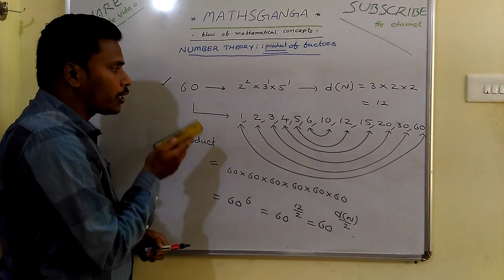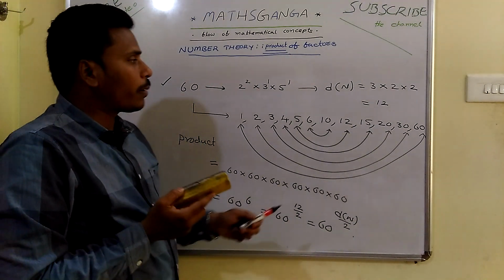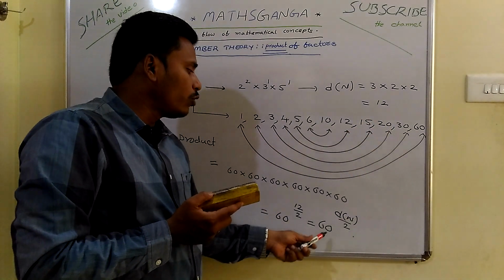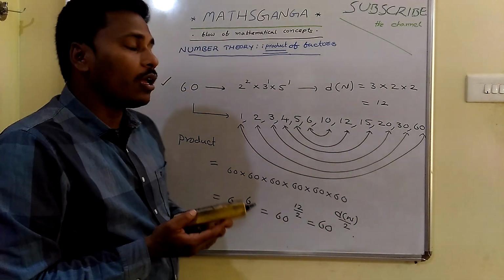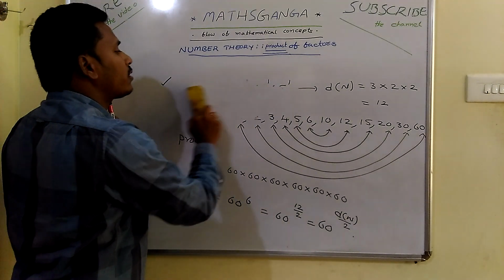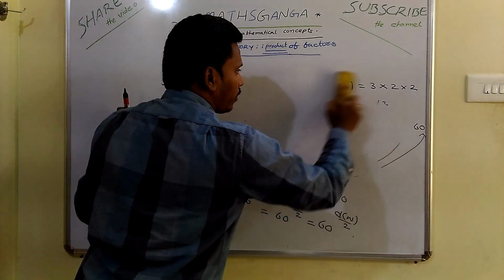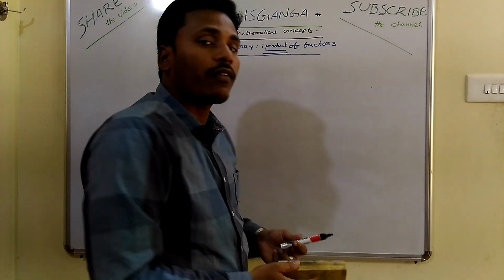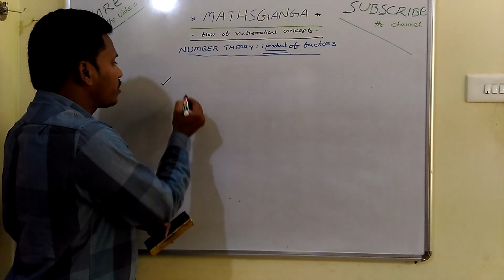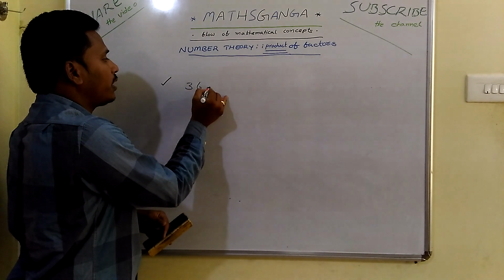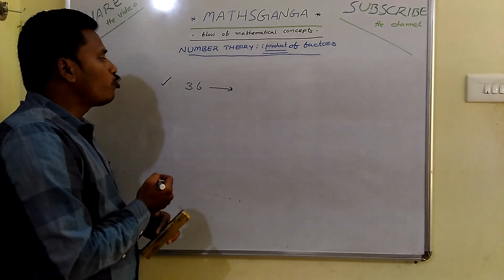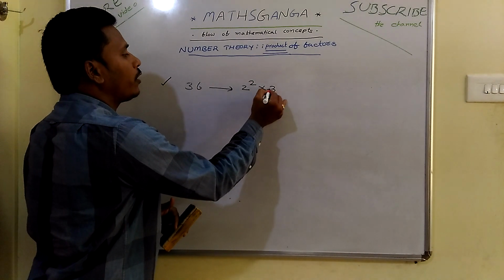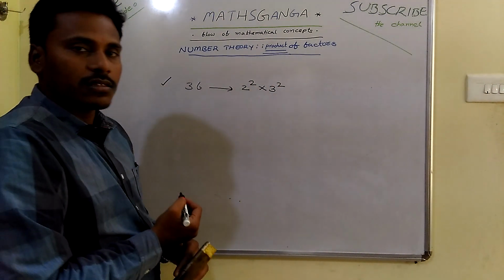If you observe 60, the number of factors is 12, an even number. So the rule is the number power the number of factors by 2. But if the number of factors for a number is not even, that is, if the number of factors is odd, then what will happen? For that, consider an example, 36. If you do prime factorization for 36, it is nothing but 2 square into 3 square, 4 into 9 is 36.